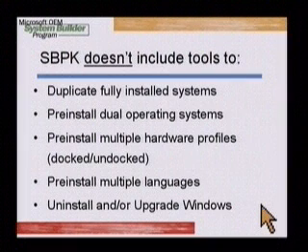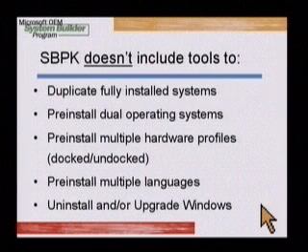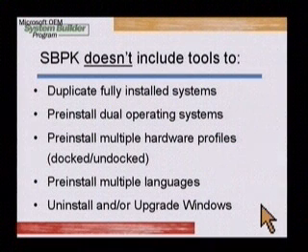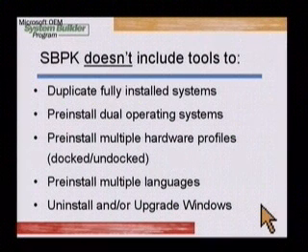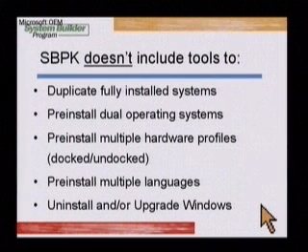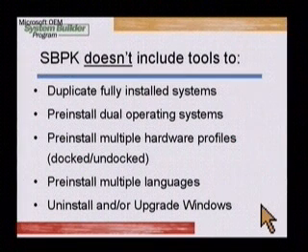Now, here are some limitations and tools not included in the System Builder pre-installation kit. There are no tools to let you duplicate fully installed systems. There are no tools to pre-install dual operating systems. Nor do we provide anything to allow you to pre-install multiple hardware profiles, and I refer to a docked, undocked situation there. The System Builder pre-installation kit doesn't have any tools to let you pre-install multiple languages, nor does it allow you to uninstall and/or upgrade Windows. It is a full installation of Windows 98 only.